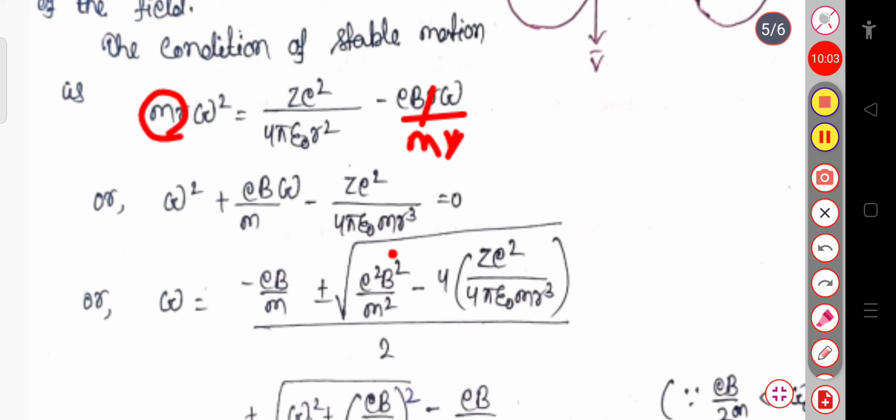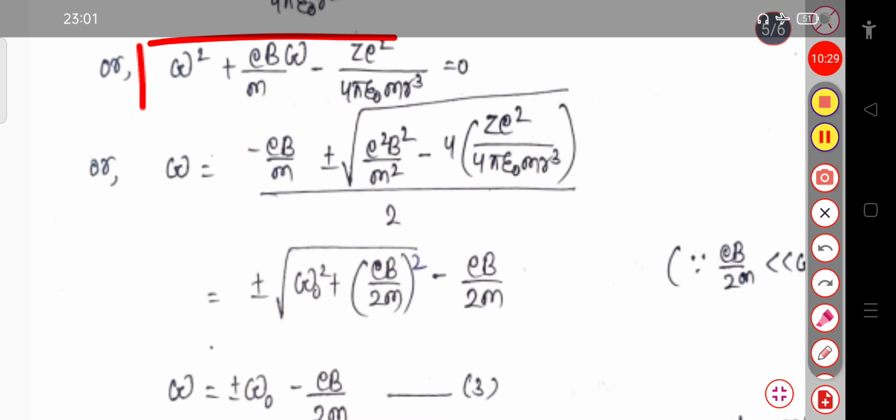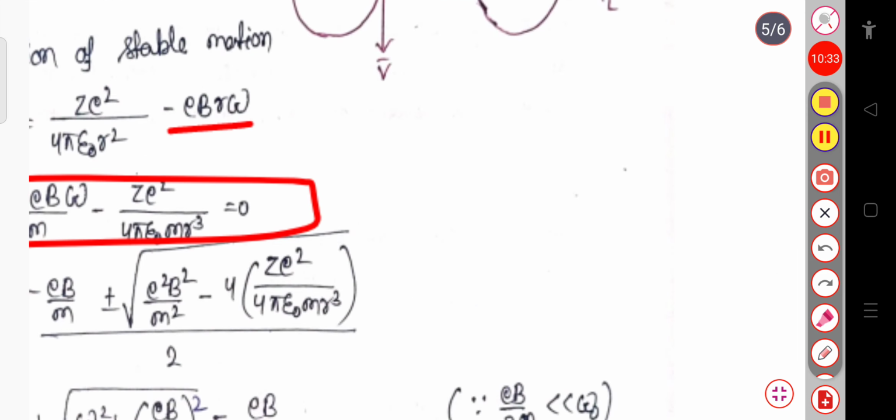Okay, simply here we have divided this m r term and taken the right hand side term to the left hand side. Now we can see here, this is your quadratic equation. This is your quadratic equation that is in the form of ax square plus bx plus c equal to 0. This is in this form.